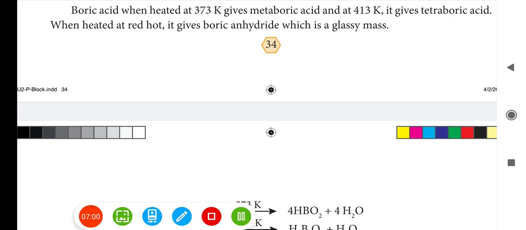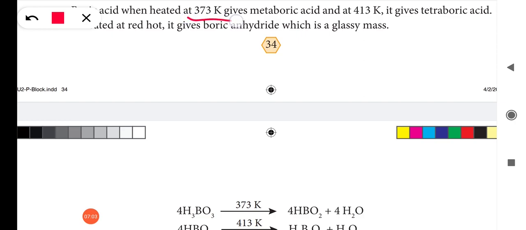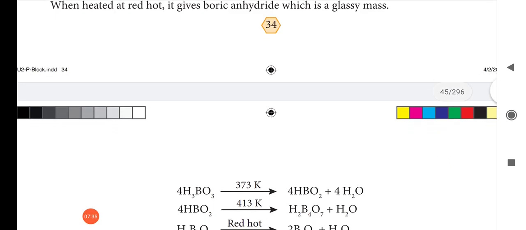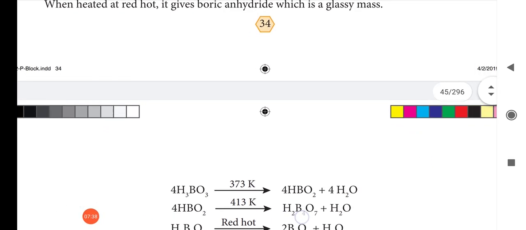So first, when it is heated at 373 Kelvin, boric acid will form metaboric acid. And if you heat boric acid at 413 Kelvin, it gives tetraboric acid. This is the molecular formula of tetraboric acid.